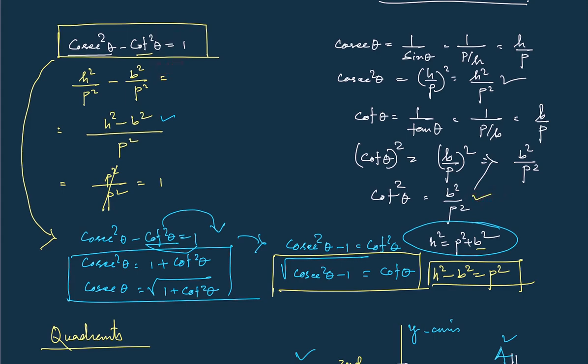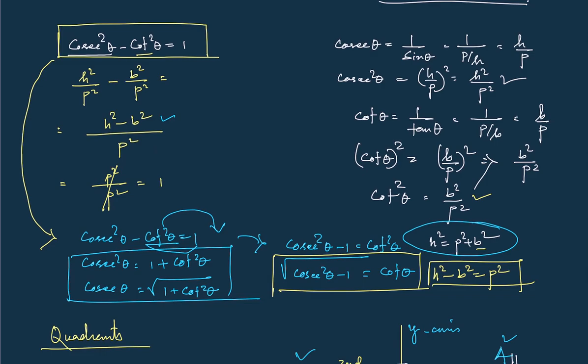Now you find out the LCM. LCM will be p square. Then h square minus p square. Again use the Pythagorean theorem: h square is equal to p square plus b square. So h square minus b square is equal to p square. So p square by p square is equal to 1.